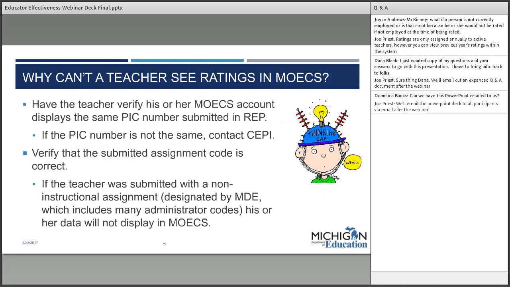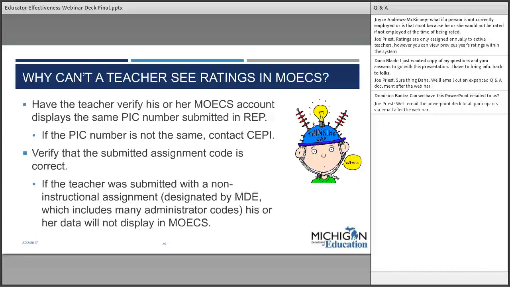So as promised, there are a couple of reasons why a teacher would not be able to see their ratings within MOEX. The number one most common reason is that there are duplicate PIC numbers. The REP and MOEX systems do talk to each other and try to match PIC numbers based on core information. However, sometimes weird stuff happens and they don't match exactly, so a secondary PIC is created. So if the school district is reporting one PIC number and your MOEX account is associated with a different PIC number, the systems don't know that it's the same person. If you find that your MOEX account is linked to a different PIC than what the district has in their reports and their view of your educator effectiveness data, then you can have the REP authorized user contact CEPI, and we can resolve those duplicate PICs so that both systems are tied to the same account number.